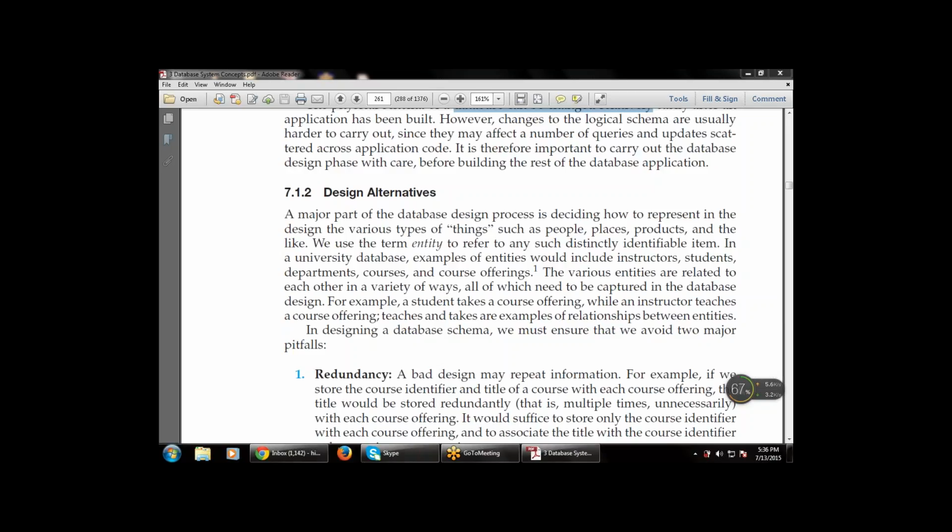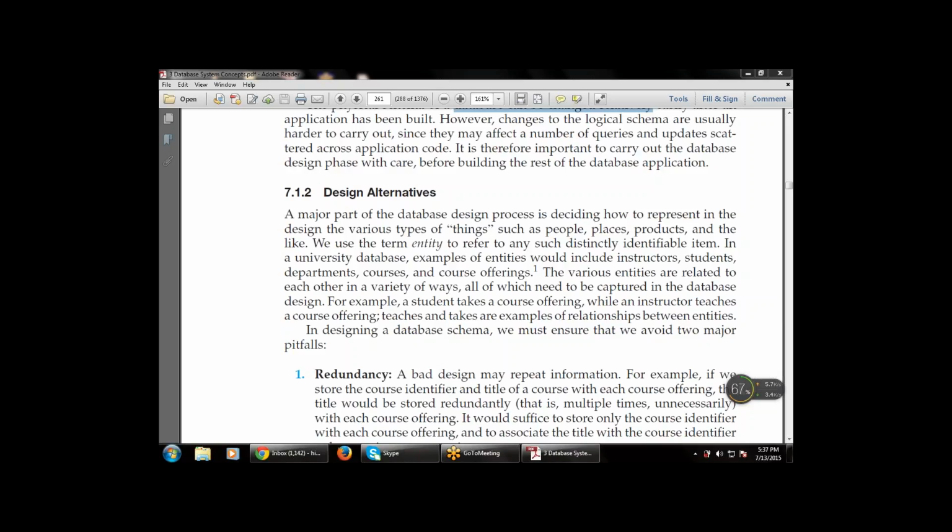For example, a student takes a course offering while an instructor teaches a course offering. So there's a relationship. A student takes a course offering, whatever the course that is offered, and the instructor teaches that course that is offered to the students. Teaches and takes are examples of the relationship between the entities. So what are the entities? That is the student and the teacher. And what are the relationships between the entities? That is takes and teaches. So a teacher teaches a student, and the student takes the course.